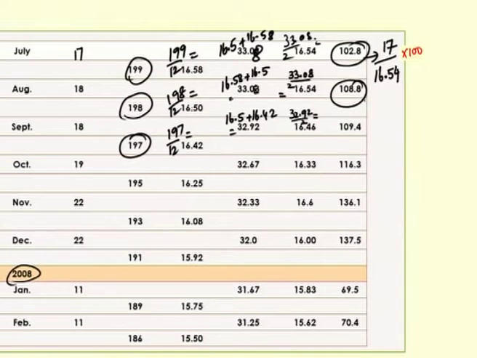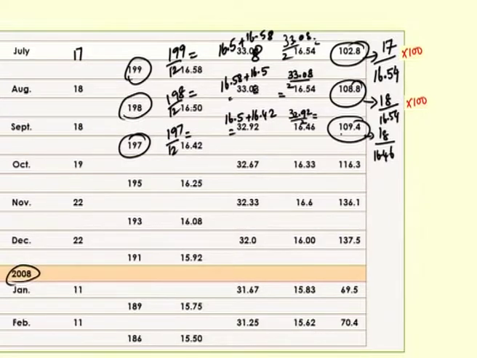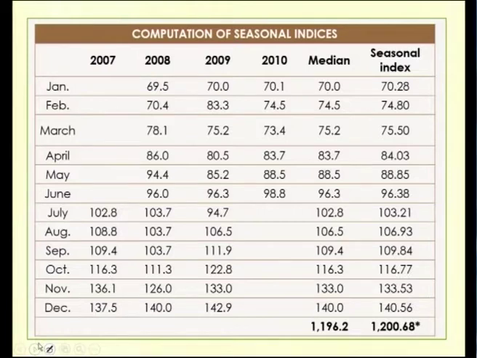Similarly, 108.8 is 18 divided by 16.54 into 100, which you have calculated, and this value is 18 by 16.46 into 100, which is 109.4. Likewise, all the values are calculated. Next, computation of a seasonal index. Whatever values you have calculated for the corresponding years are written in this manner.